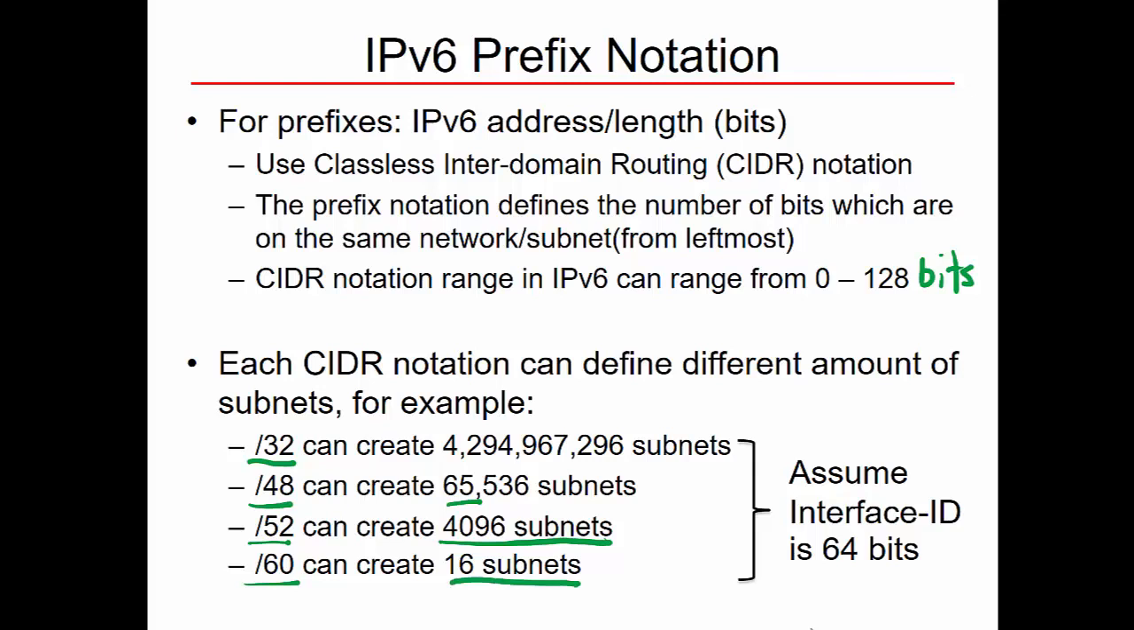Now in this case, we have to leave the last 64 bits as the host address of this IPv6, because these last 64 bits are our interface ID, meaning that your subnetting cannot exceed /64.